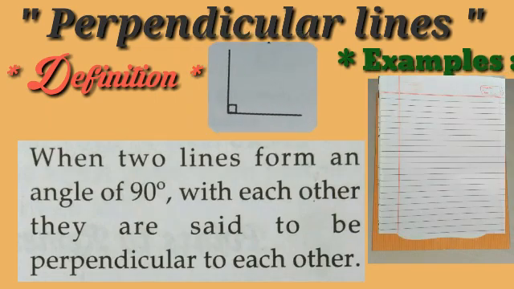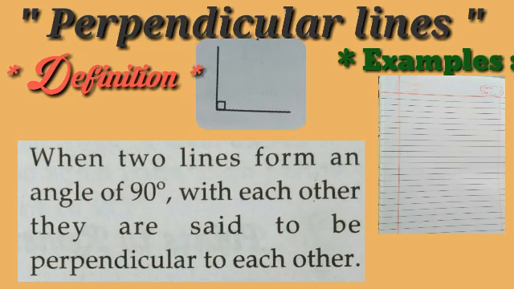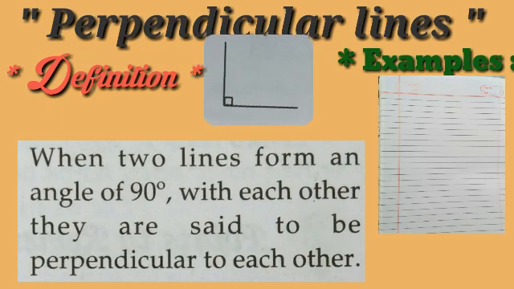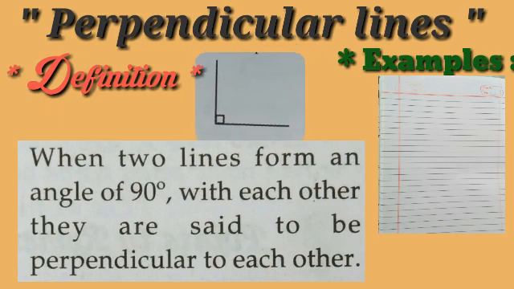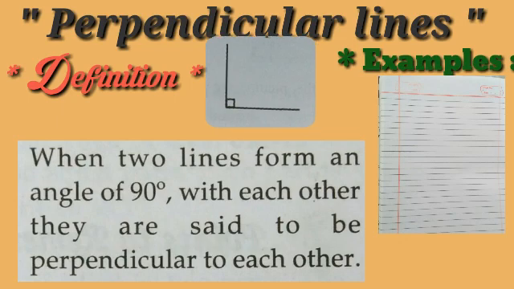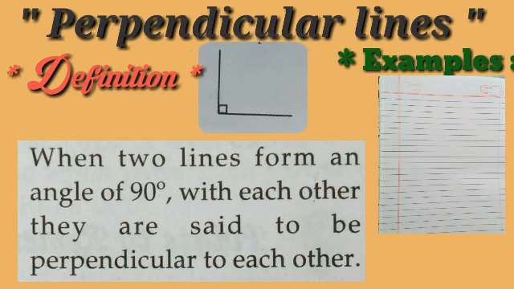Now look at the picture of another example. This is the picture of a page of a notebook. If you observe the horizontal lines on the paper, they are parallel to each other, right? However, the vertical margin, which is in red color at the left side of the page, creates a right angle with the horizontal lines. Therefore, it is perpendicular to the horizontal lines. Students, if you want, you can write down the definition, diagram and examples of perpendicular lines in your notebook.